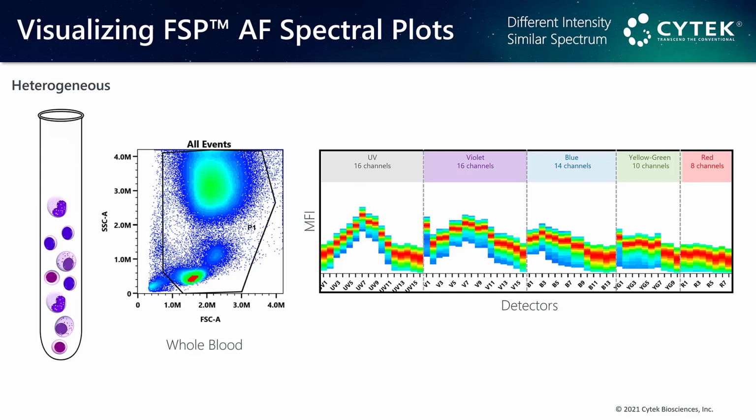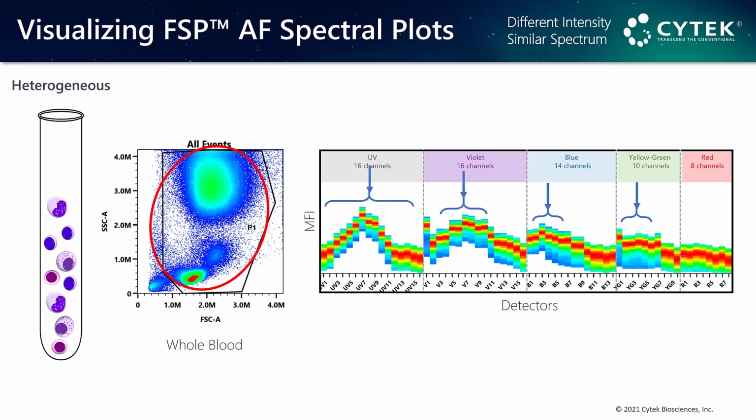Then there are heterogeneous samples where our different cells present within the sample are displaying similar spectra, but those spectra vary in terms of their fluorescence intensity. And this is what we see when we are gating on all cells in a whole blood sample. In fact, lymphocytes, monocytes, and granulocytes display very similar spectra, and they simply vary in the intensity of that spectra.